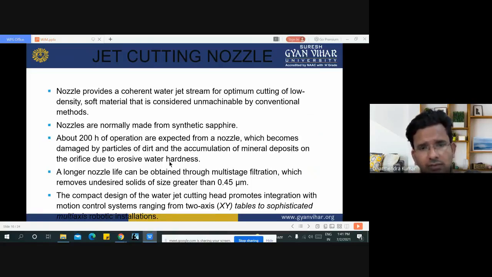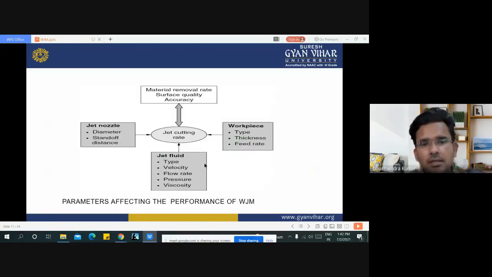A longer nozzle life can be obtained through multi-stage filtration, which removes undesired solids of size greater than 0.5 micron. The compact design of the water jet cutting head promotes integration with motion control systems ranging from two-axis tables to sophisticated multi-axis robotic installations. Here are some process parameters, or we can say the parameters which affect the performance of the water jet machining process.